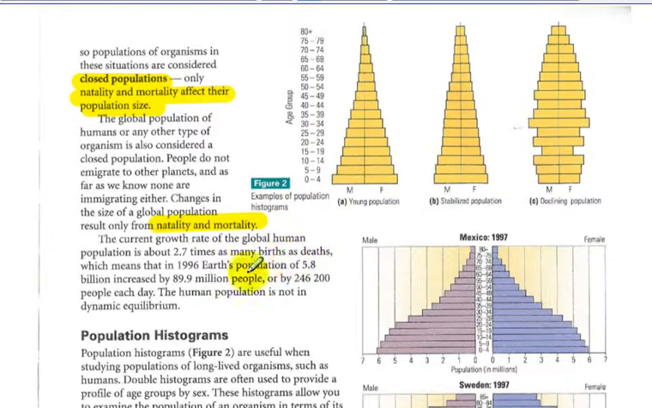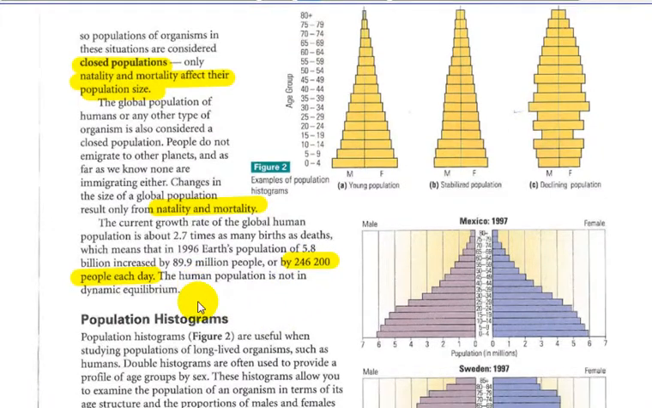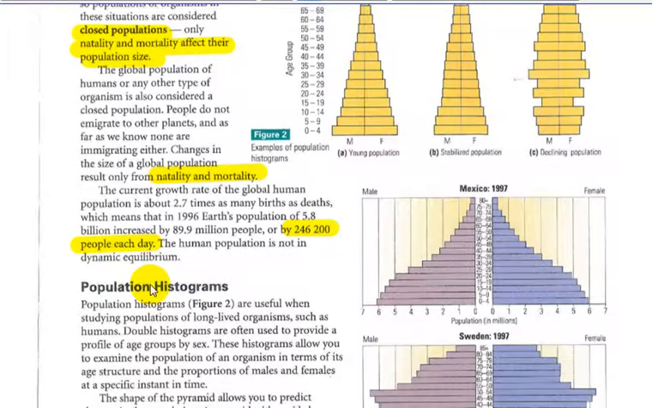The current rate of global human population is about 2 times as many births as deaths, which means that in 1996, Earth's population of 5.8 billion increased by 89.9 million people, or by 246,200 people each day. That's almost the population of Regina. So if you imagine it, at the end of each day, okay, we have that many more people on the planet, and that's quite amazing. It's quite difficult to fathom that much. So we have this many more people per day on the planet. It's like a population of Regina, just coming out of nothing. The human population is not in a dynamic equilibrium.